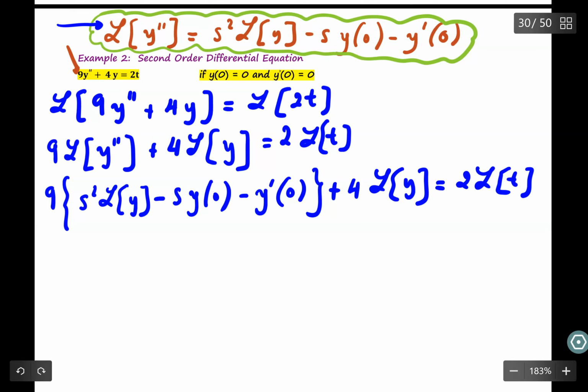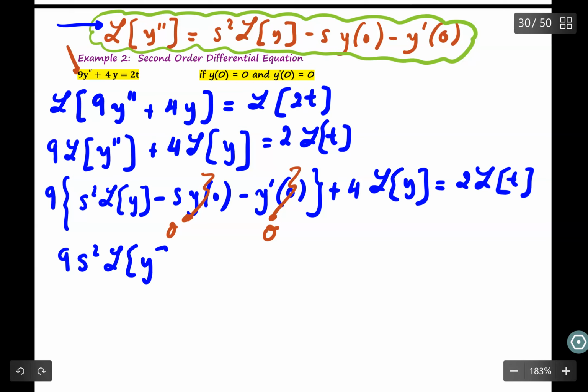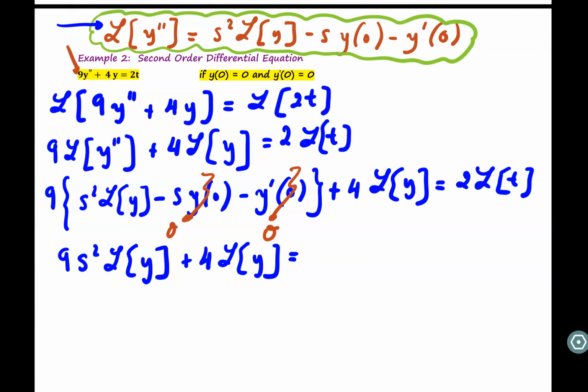Okay, so let's simplify this. So this is equal to 0. This is also equal to 0. So on the left-hand side of the equation, I am left with 9s squared Laplace of y plus 4 Laplace of y. Okay, so at this point, I would like everyone to perform this operation.